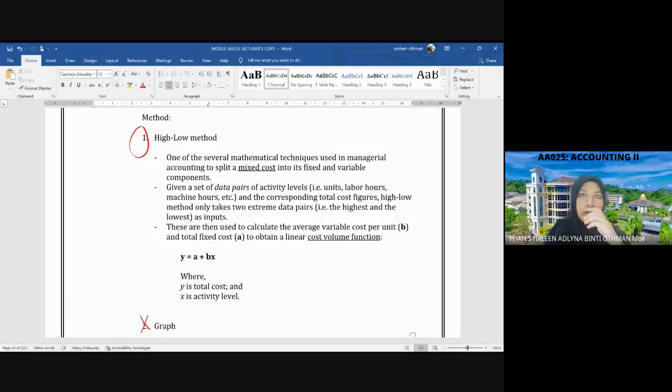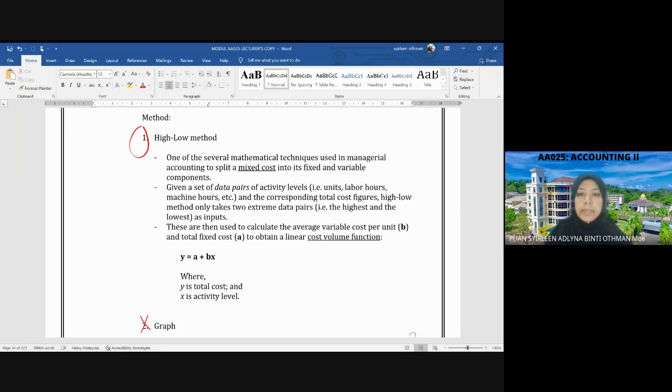So it means if you have a few points given, we have 100 units, 200 units, 300 units, 400 units and so on. Okay, so we will not use all the data in that data set. Alright, so you just need to focus and find the highest point in the data and the lowest point in the data. So that's why we call this method the high-low method. Okay, so one of the several mathematical techniques, this one is a mathematical calculation. So when we say mathematical calculation, the best thing is we are not doing accounting, we are not preparing statements, alright, we just calculate like we do maths.